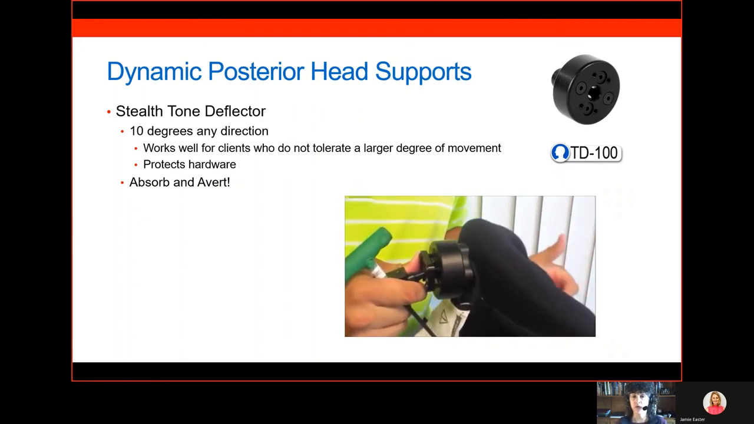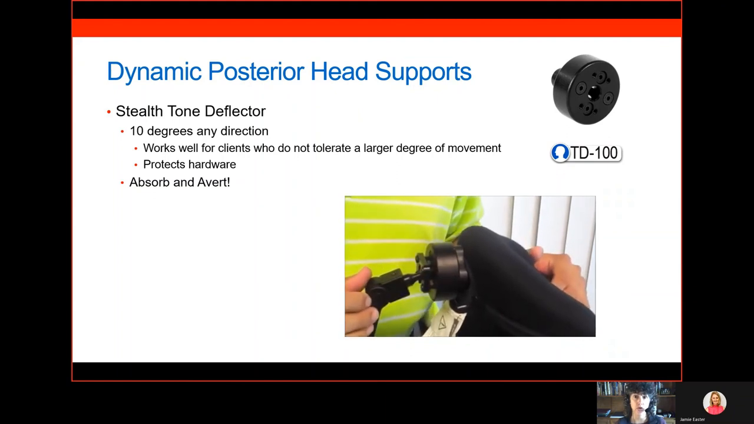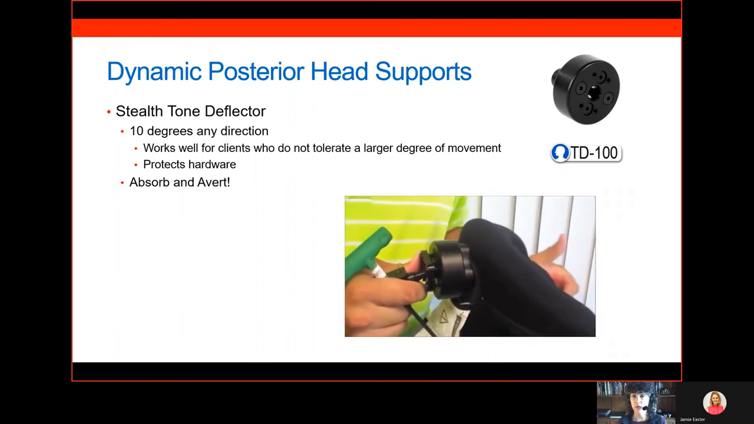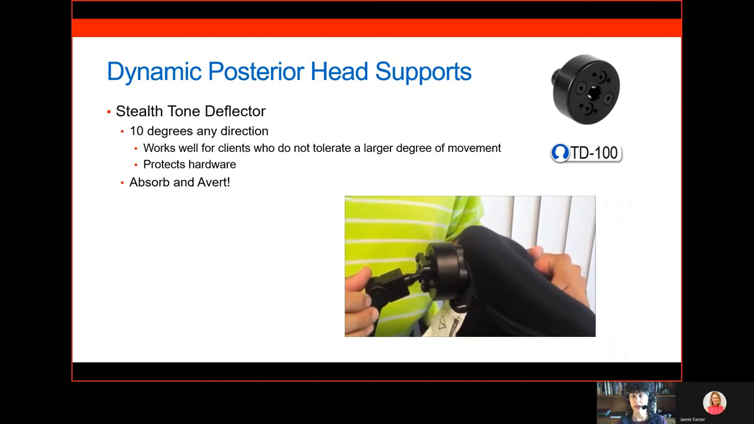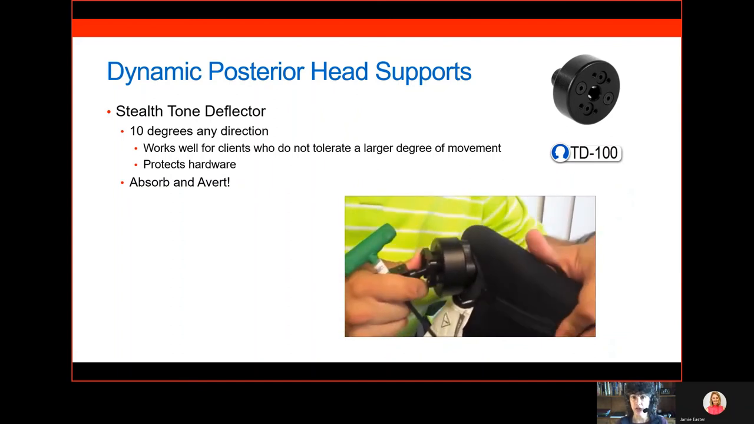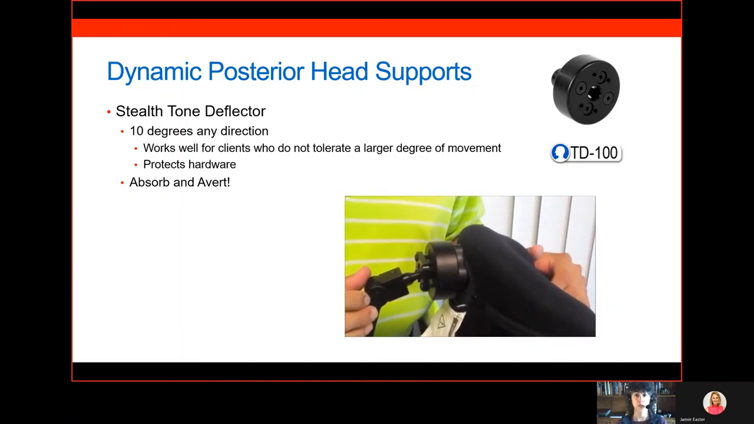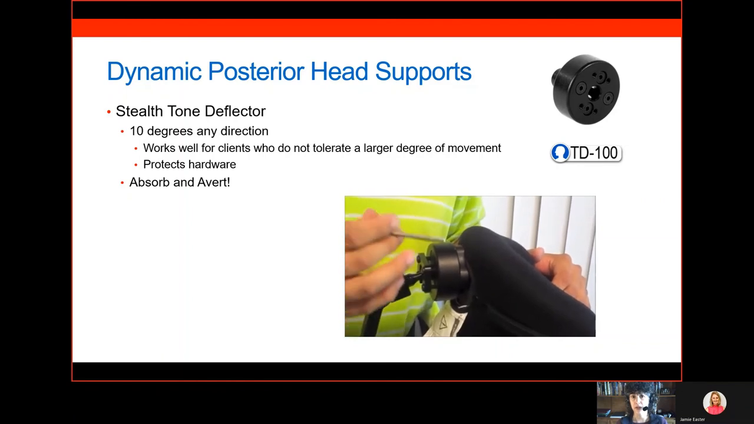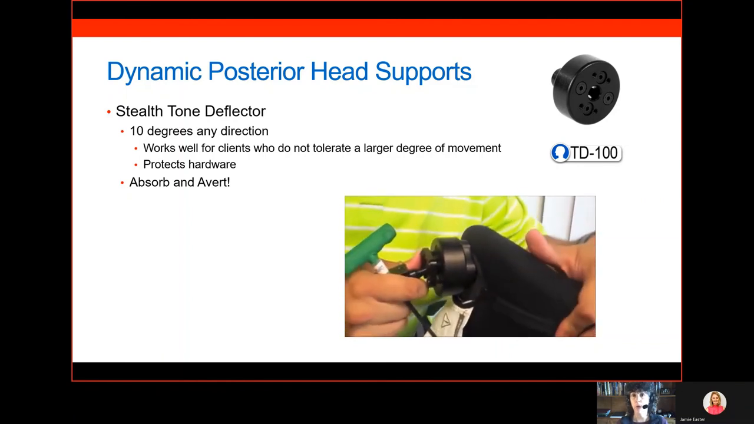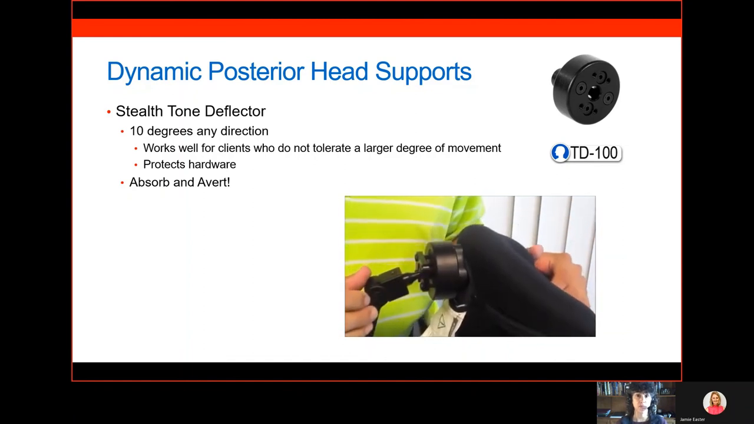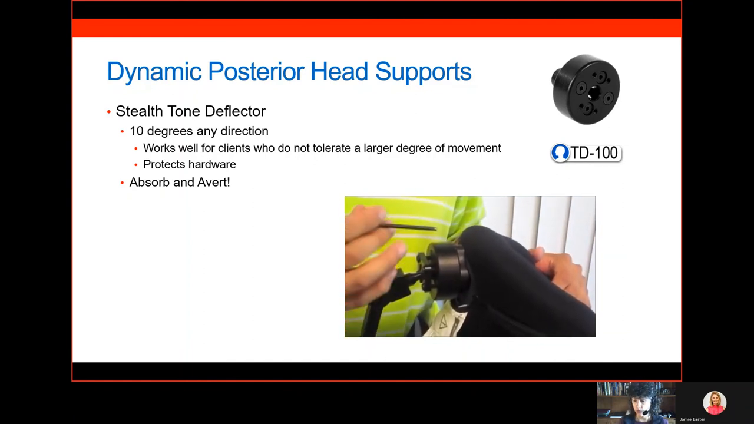So this works well for clients who may not tolerate a larger degree of movement, but we still need to protect hardware. For some clients, if the head moves rearward past a certain point, it can set off some undesirable results. We may see an increase in extension. We may see a startle reaction. We may see postural insecurity or other reflexive responses. If that's what's happening, but we really need to protect the hardware, then we can go ahead and use something like this that only provides minimal movement.